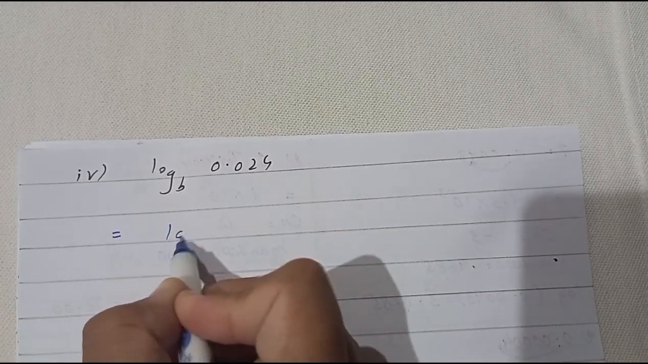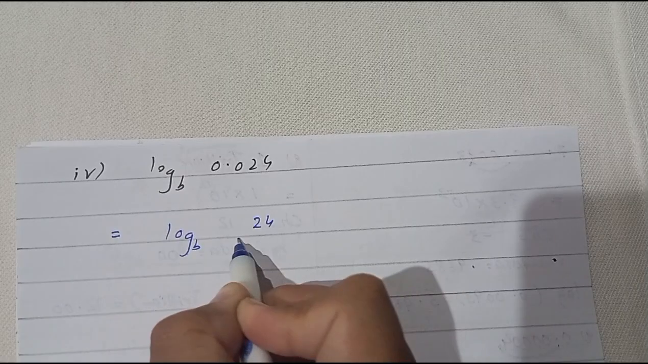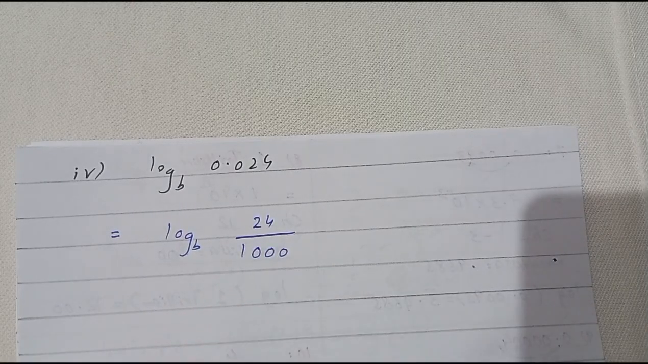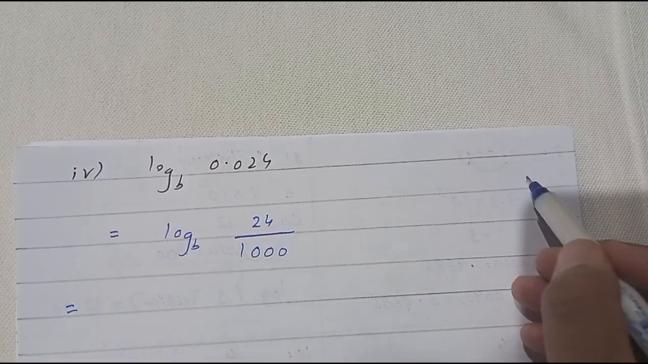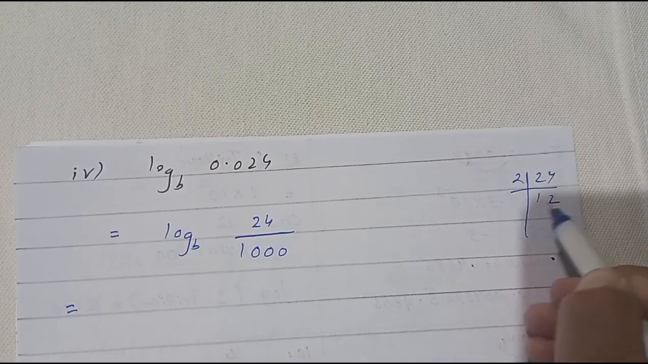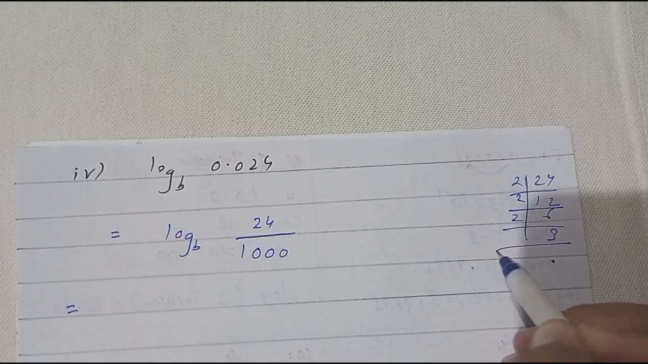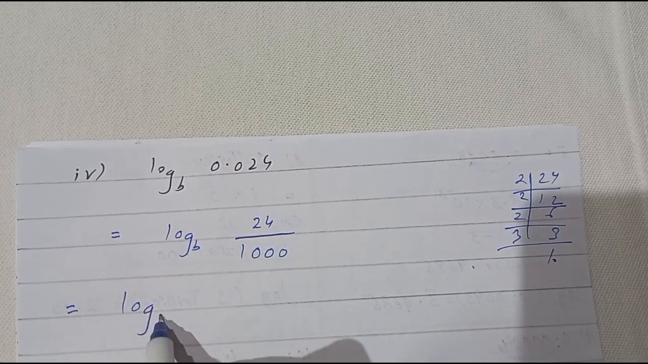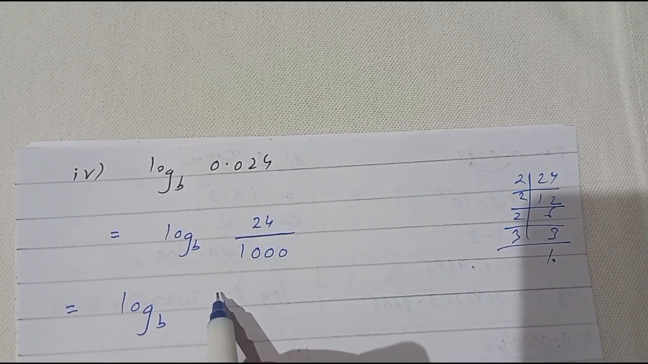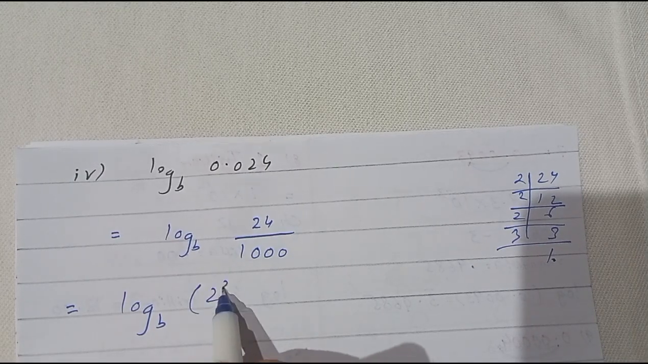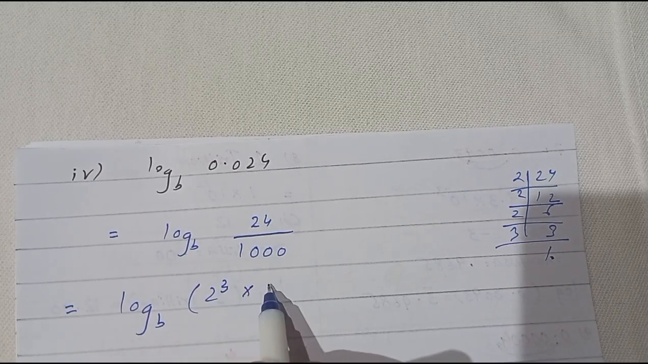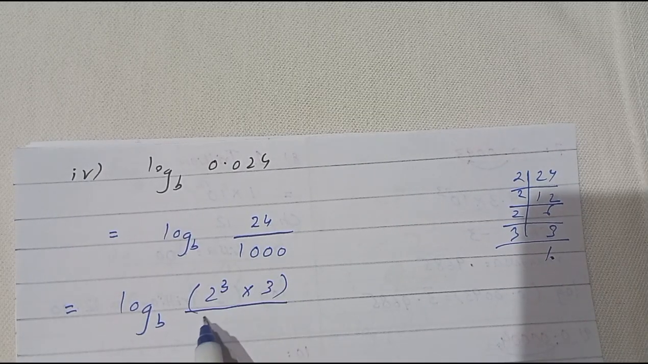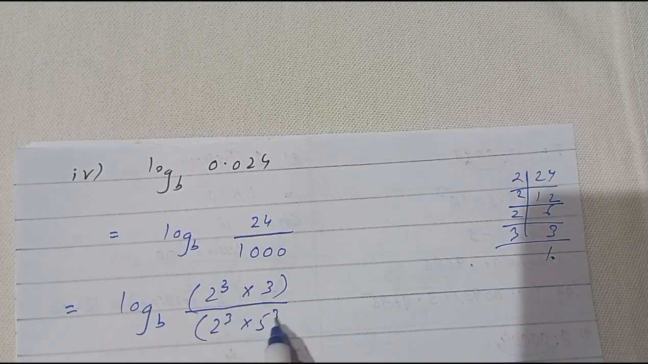In part 4, first we write the number in fractional form so that we can easily make its factors, like log of b. We can write it as 24 divided by 1000. Now factorize 24: 2 1s are 2, 2 2s are 4, 2 6s are 12, 2 3s are 6, 3 1s are 3. So we write 24 as 2 cube multiplied by 3, and we write 1000 as 2 cube multiplied by 5 cube.